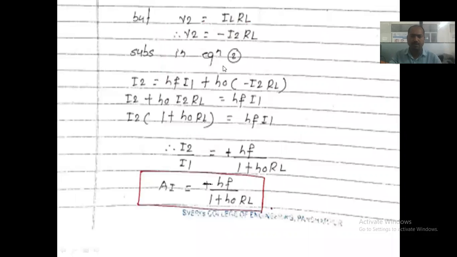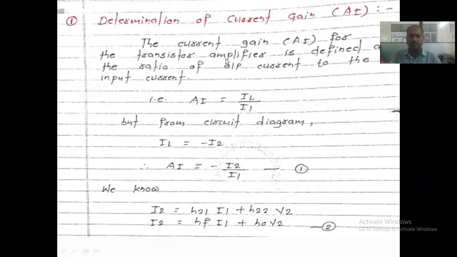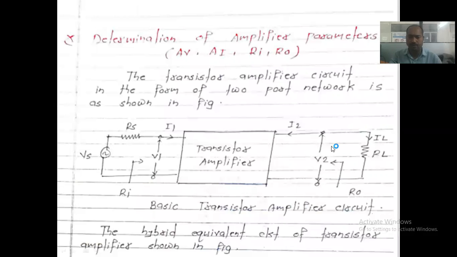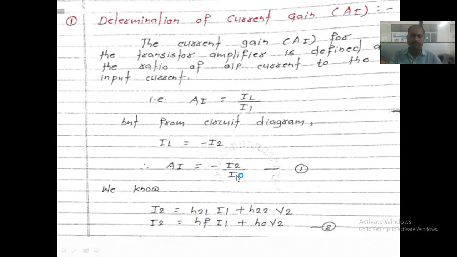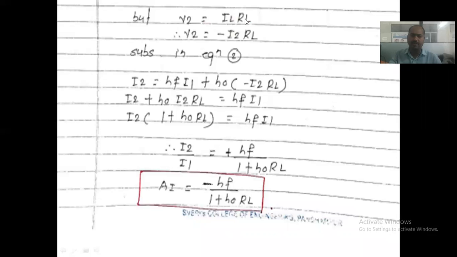But in this equation, we need the value of V2. Let me show how to find V2. We know Ohm's law, V equals IR. Here the related current is IL and the resistance is RL. So V2 equals IL into RL. But we know that IL is minus I2, right? So V2 equals minus I2 into RL.